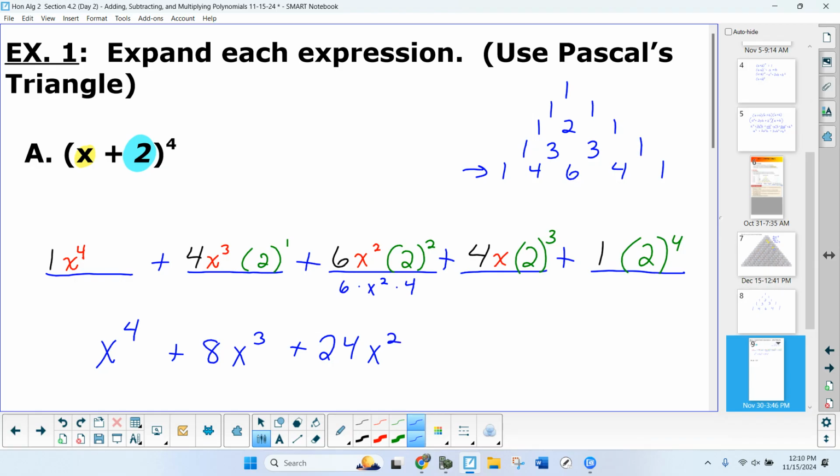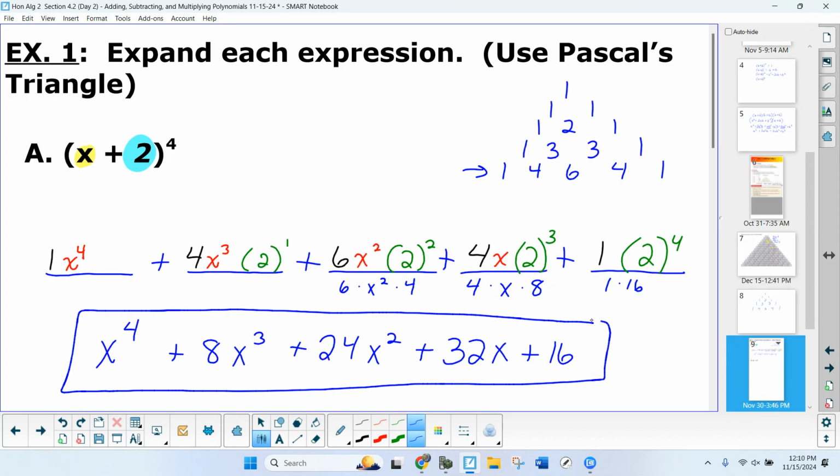And then this one is 4 times x times 2 times 2 times 2, which is 8. What's 4 times 8? 32x. This is 1 times 2 times 2 times 2 times 2. 16. So that's just plus what? 16. So if you were to multiply that out, FOIL it 4 times, this is what you would get.